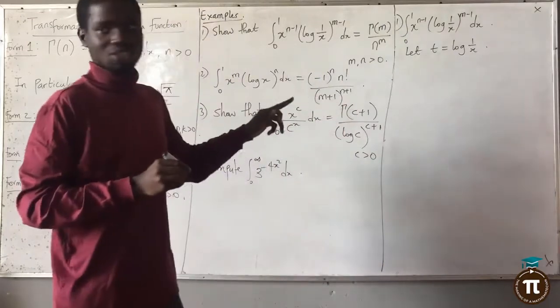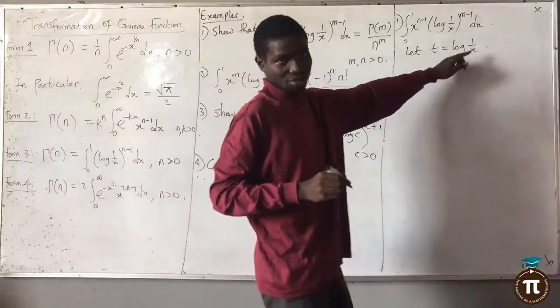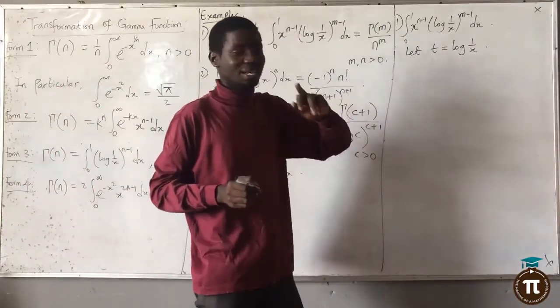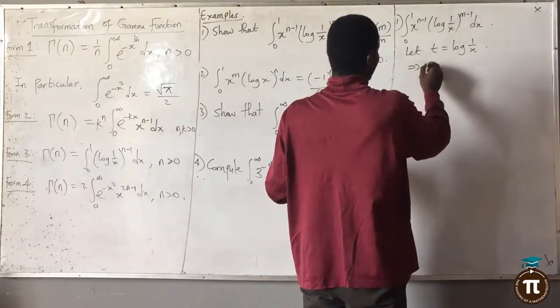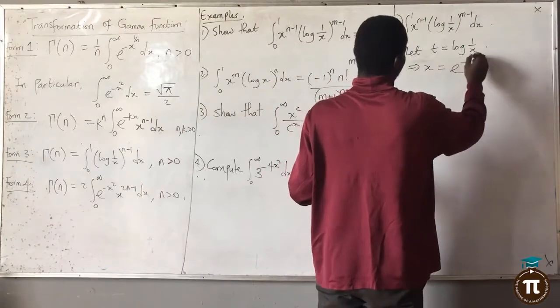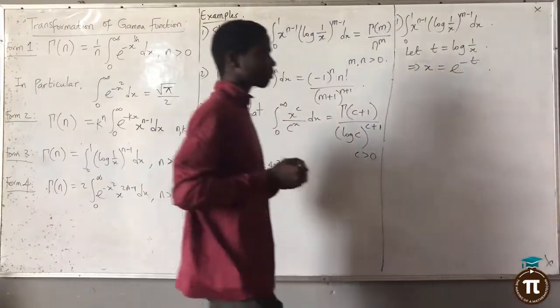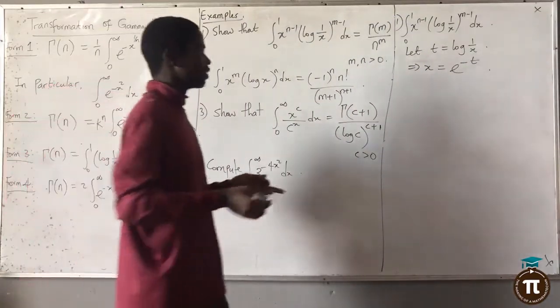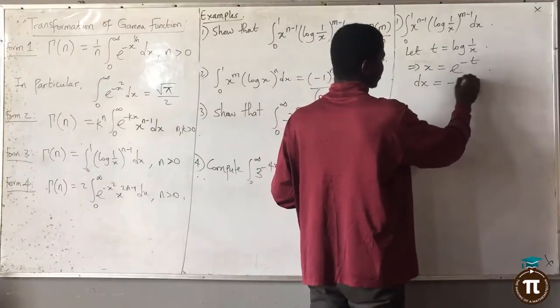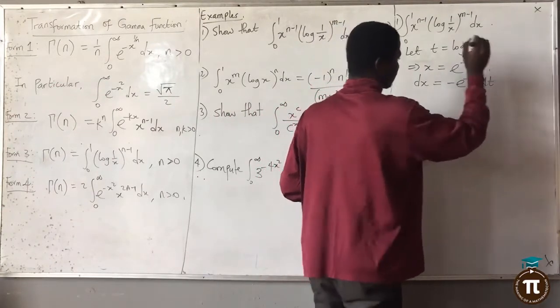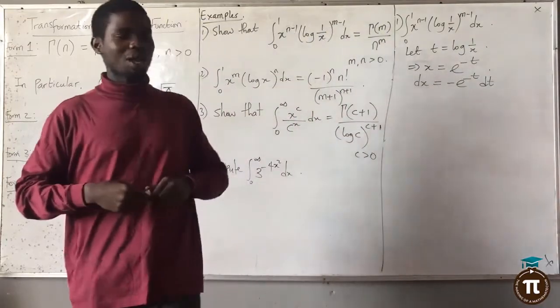You make s the subject. This one will be t equal minus log s, and by the time you make s the subject of the formula, you will get s to be equal to e raised to the power of minus t. Differentiate. ds is equal to minus e raised to the power of minus t dt. That's what you are going to have.